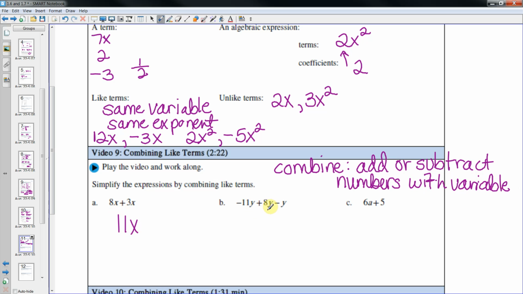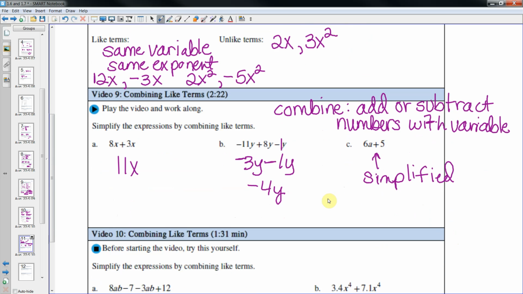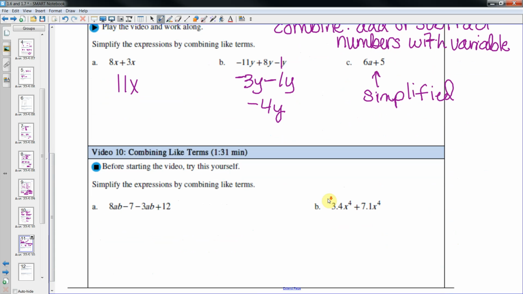Here I've got negative 11y plus 8y minus, and there's an imaginary 1 there. Those are all y's, so we can combine all of those. Negative 11 plus 8 would give me negative 3y minus another 1y gives me negative 4y total. Now 6a plus 5, those are not like terms because there's no a with the 5. So that's simplified as much as it'll go. You can't do anything else with 6a plus 5.